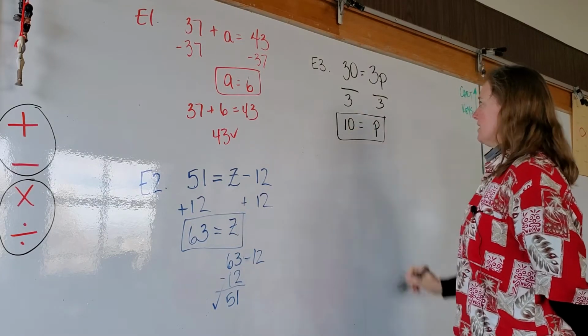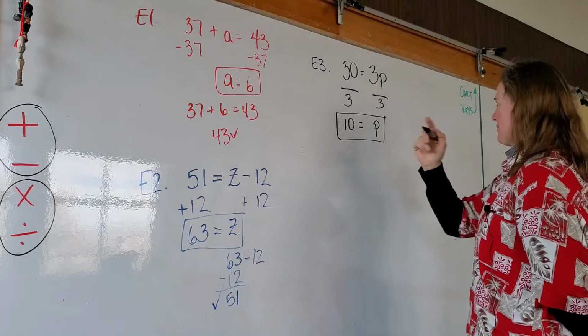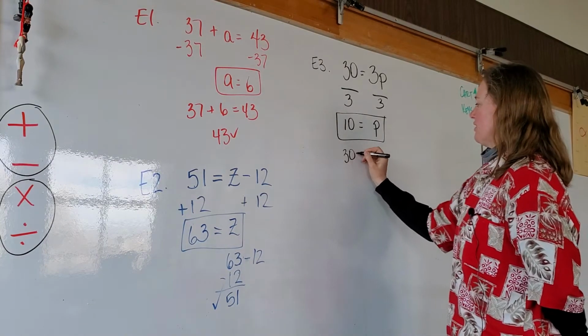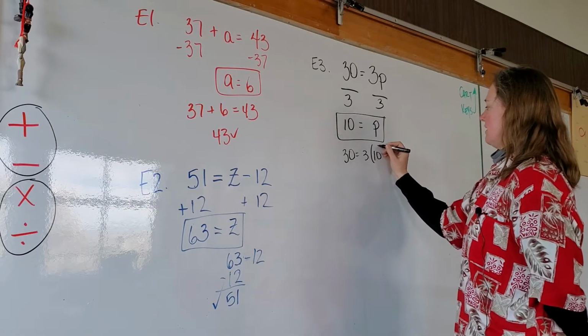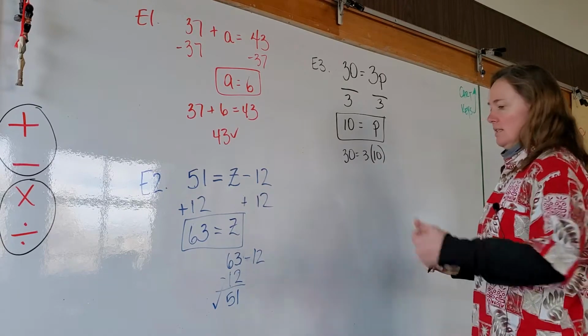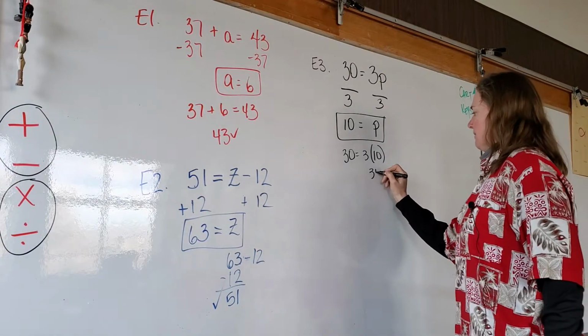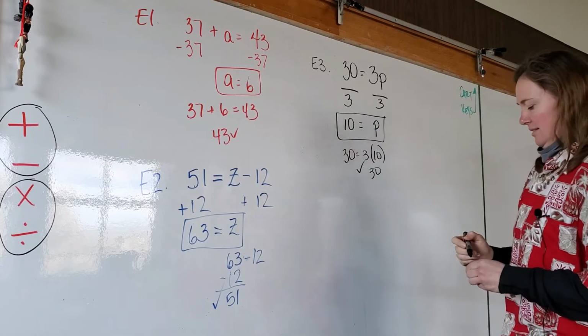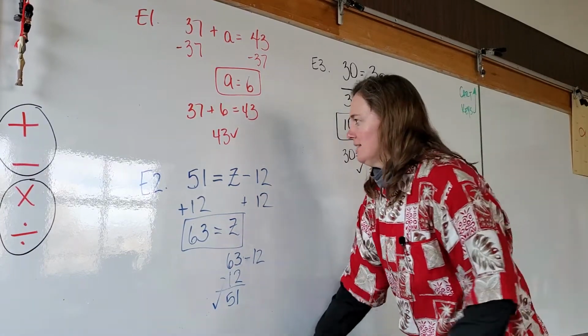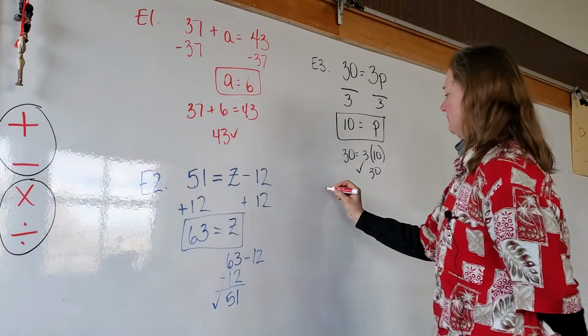Oh, we better check it. That's right. Substitute the value of the variable, so we should have 30 is equal to 3 times 10. What's 3 times 10? 10, 20, 30. Oh, it's 30. Yay, us. Bonus. All right, let's do another one.